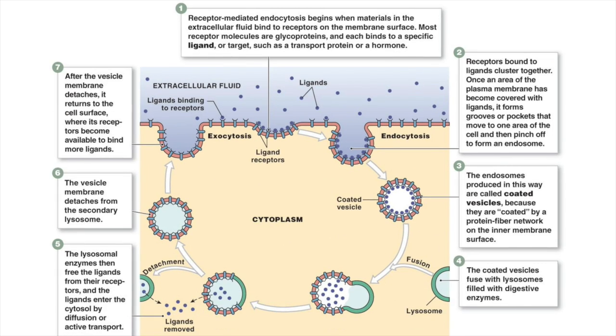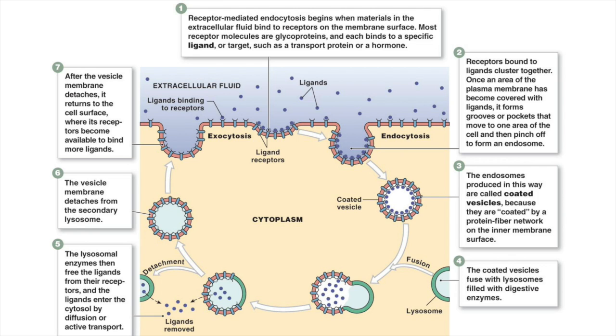Okay, so that movie gives an overview of exocytosis and endocytosis, and you can see how the membranes of the vesicles and the membrane of the plasma membrane just kind of fuse together. So this figure here shows what's called receptor-mediated endocytosis.